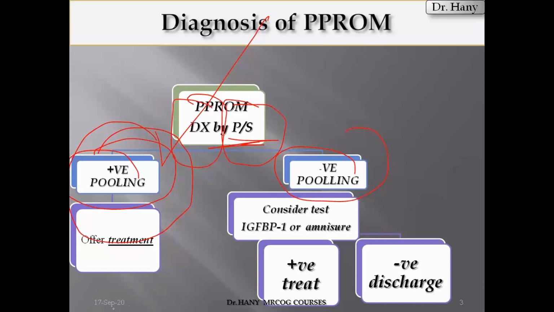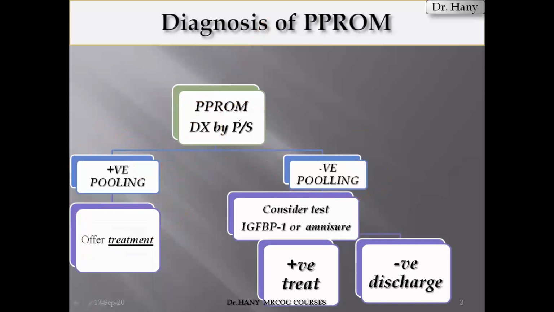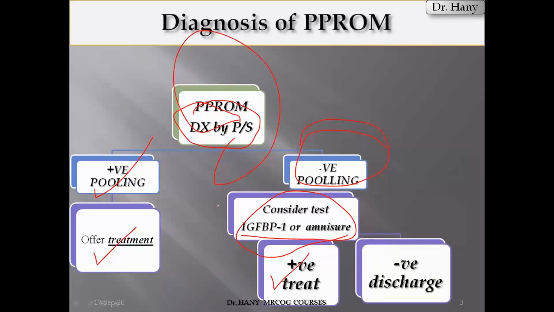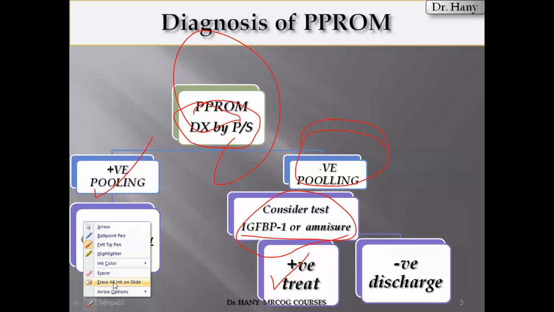So to diagnose preterm premature rupture of membranes: first history and speculum examination. If you find pooling, treat the woman. Offer antibiotics, offer erythromycin 250 mg four times a day for 10 days. If you find negative pooling, consider the test, which is the AmniSure or the insulin-like growth factor binding protein 1. Positive, treat as rupture of membranes or PROM. Negative, discharge. So this is the first flow chart for the exam.